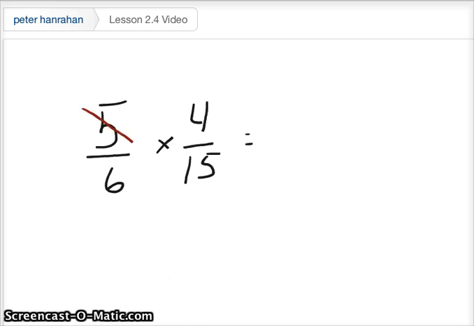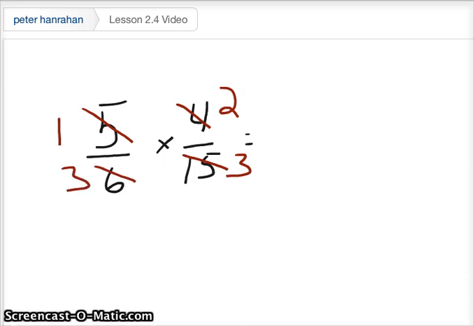Okay, and I see that 5 and 15 have a common factor of 5. So 5 divided by 5 is 1. 15 divided by 5 is 3. Okay, 4 and 6 also have a common factor of 2. 4 divided by 2 is 2. 6 divided by 2 is 3.